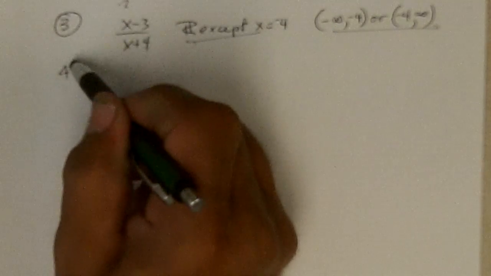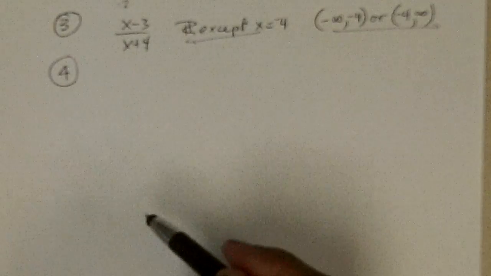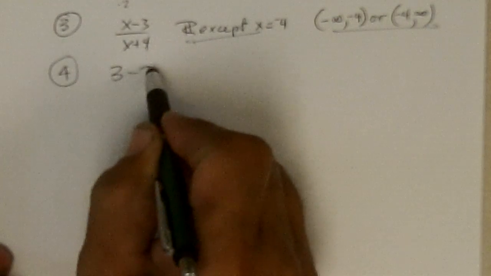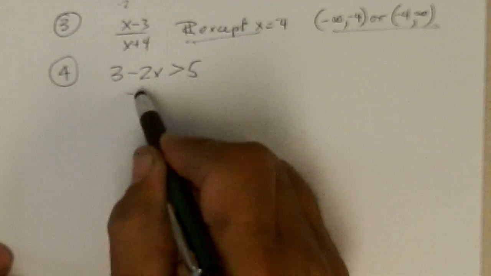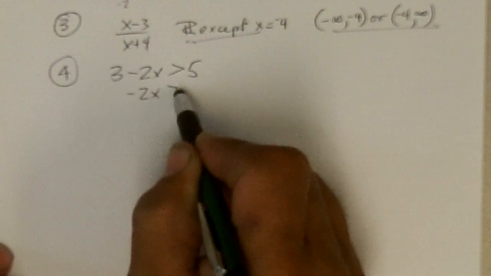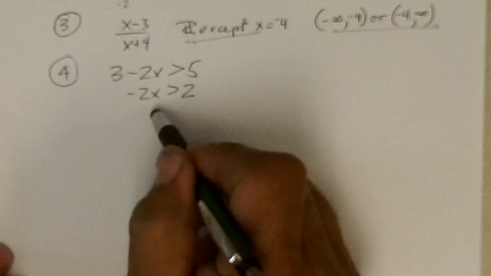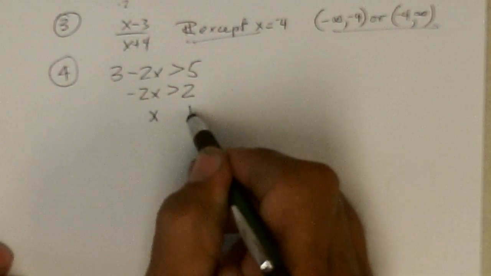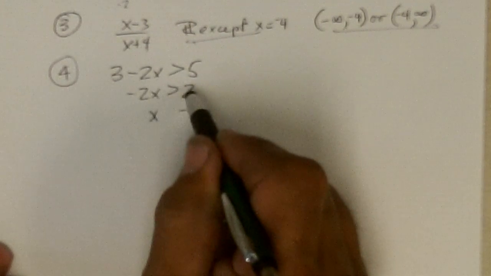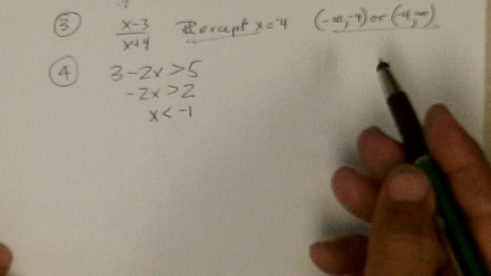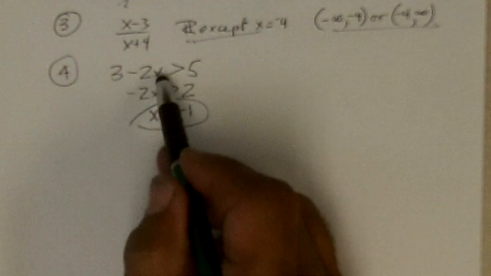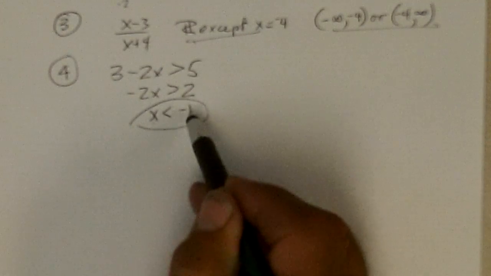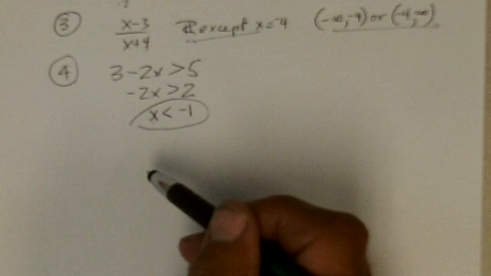Number 4, solve the inequality 3 minus 2x greater than 5. You subtract 3 from both sides, and then divide by -2. And since you're dividing by a negative, you have to flip the sign, and so the solutions to this are numbers that are less than -1.